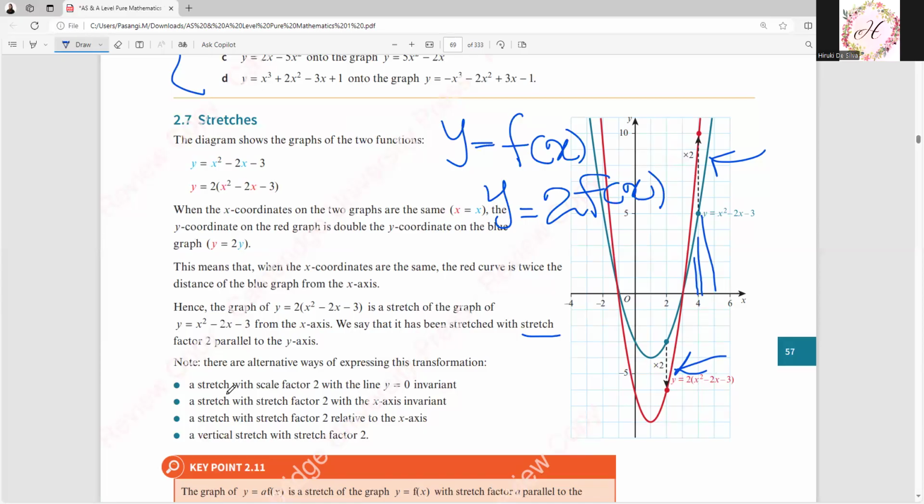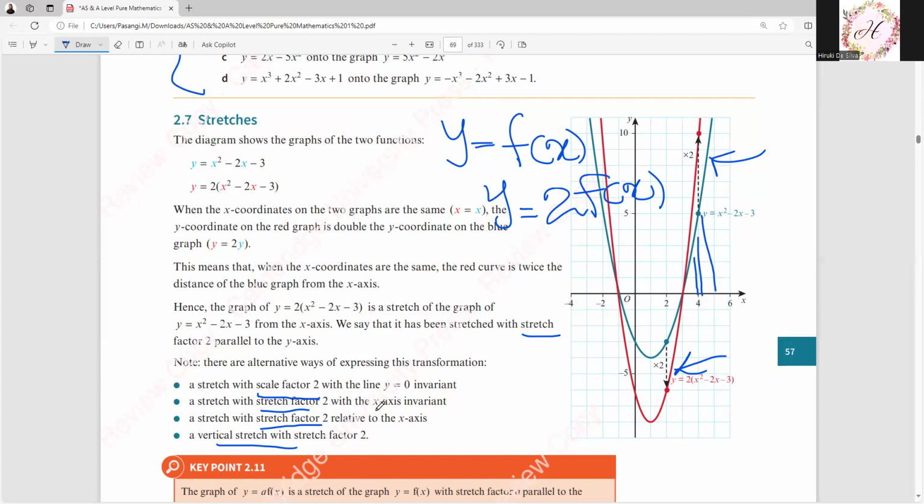This stretch can be described in alternative ways. Note, there are alternative ways of expressing this transformation as well. One is a stretch with scale factor 2 with the line y = 0 invariant. That means y = 0 is the x-axis. So here we have the stretching factor, the vertical stretch, and the line y = 0 is invariant.